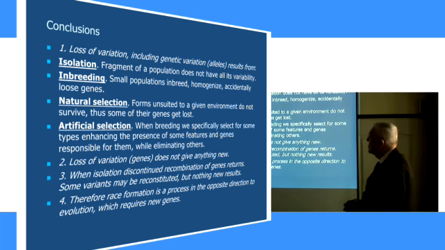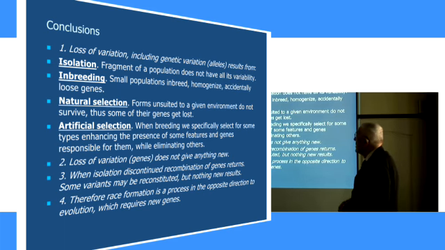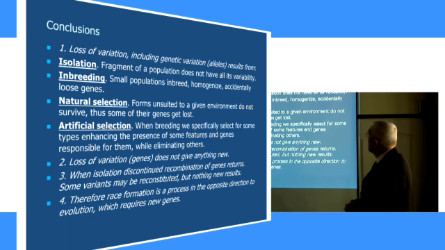Now, let me come to conclusions. Loss of variation, including genetic variation, results from the following factors that operate in nature. First of all, isolation. An isolated fragment of population does not have all its variability. Then inbreeding comes in. Small populations interbreed, homogenize, accidentally lose genes. This is genetic drift. Then comes natural selection. Forms unsuited to a given environment do not survive, and thus some of their genes get lost.